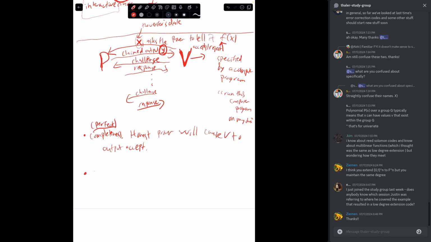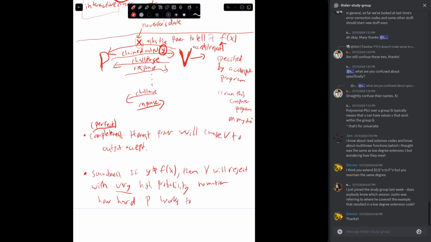And then the security property that interactive proofs require is soundness, which says if the prover begins with a lie, so it returns a claimed answer that is not equal to the real answer, right? Then the verifier will reject with overwhelming probability, so with very high probability, no matter how hard the prover works to try to answer the challenges, to compute responses to the challenges.